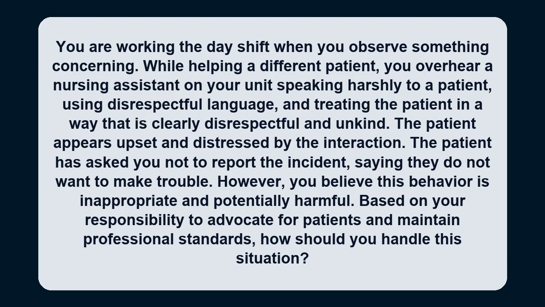The patient has asked you not to report the incident, saying they do not want to make trouble. However, you believe this behavior is inappropriate and potentially harmful. Based on your responsibility to advocate for patients and maintain professional standards, how should you handle this situation?